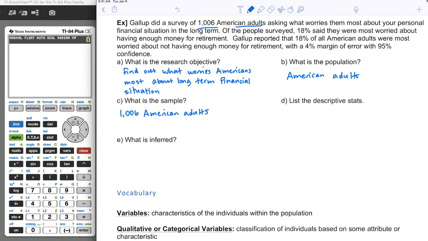D, list the descriptive stats. So what they gave us was this 18%. 18% were most worried about retirement.